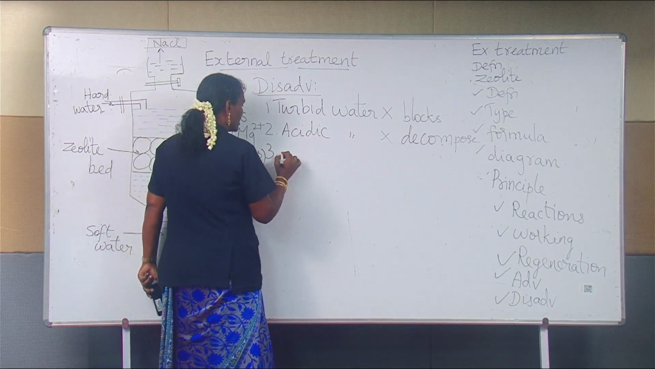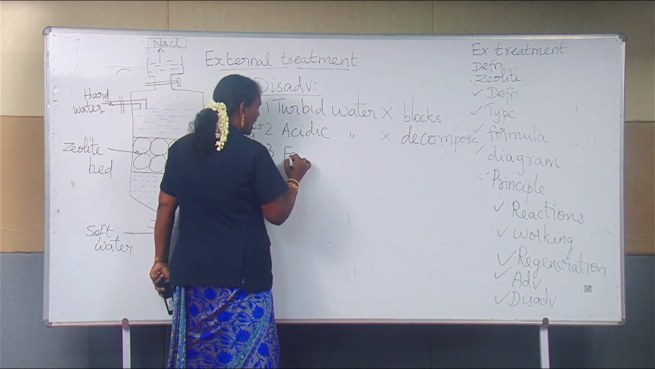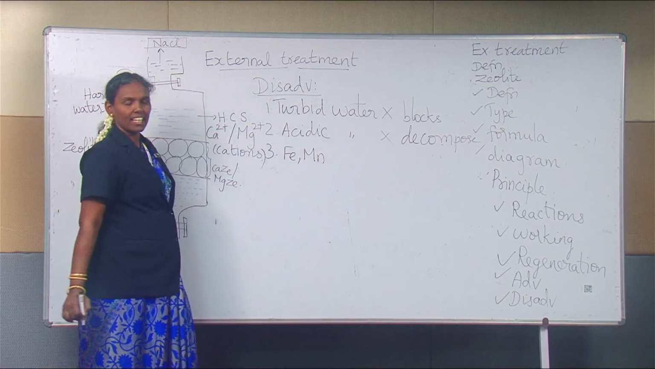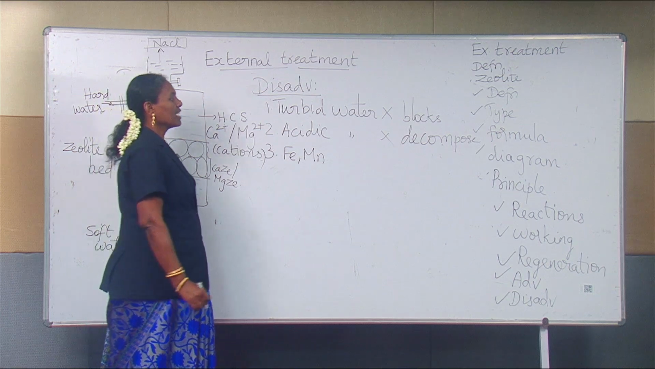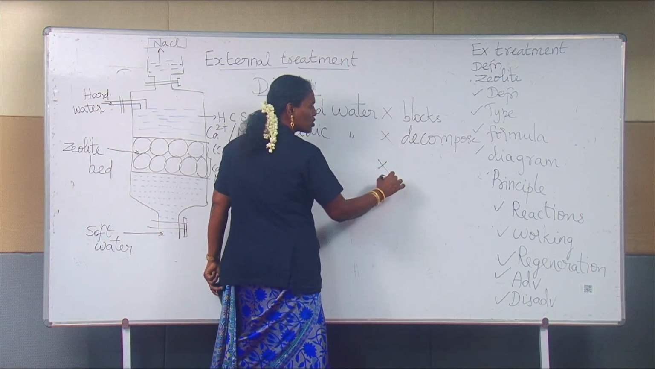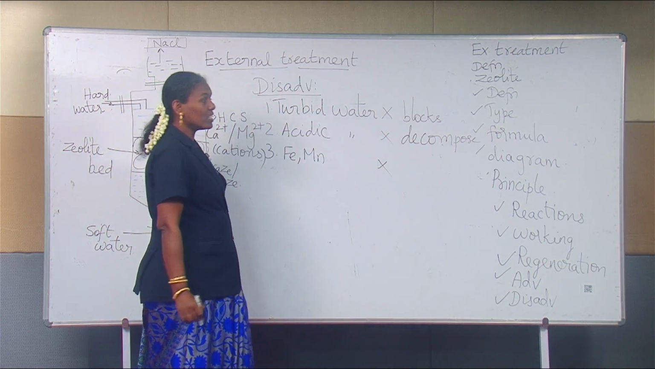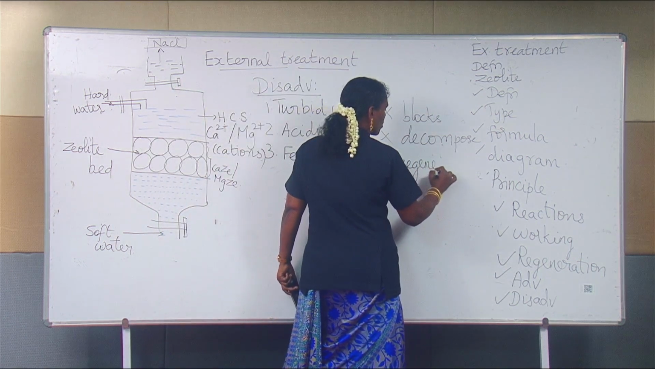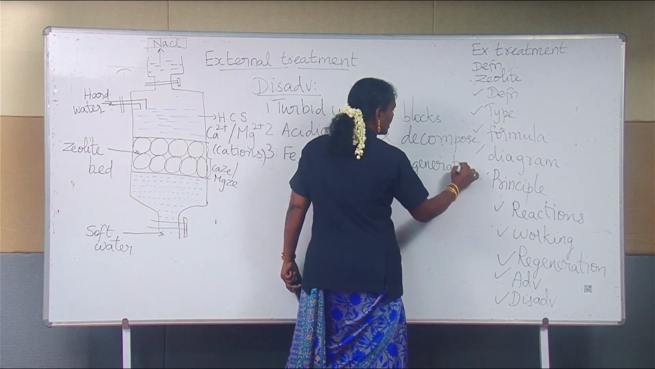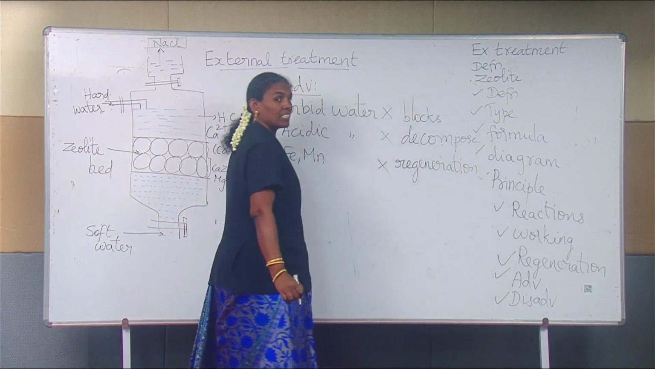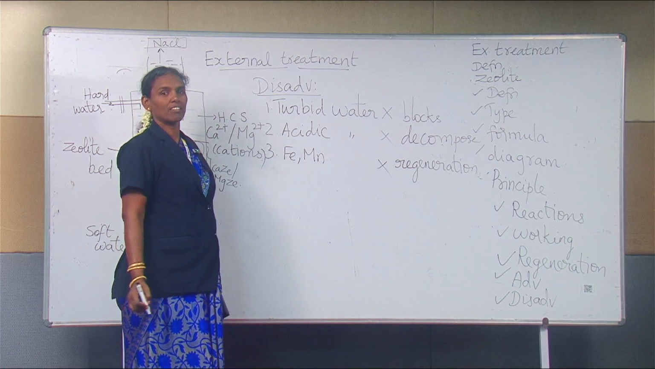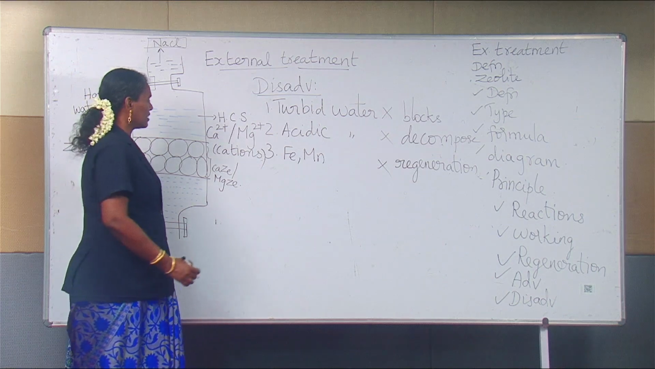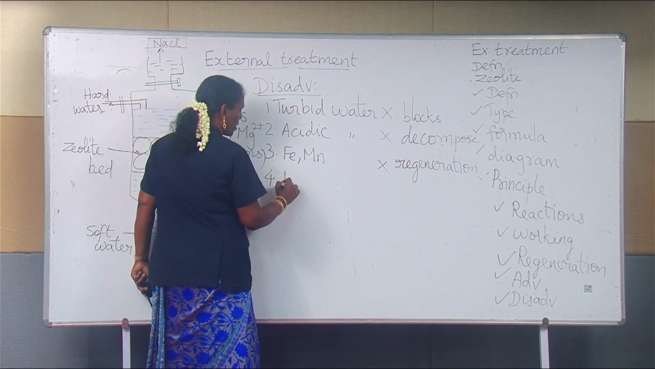And the third one is water containing iron and manganese. Water containing iron and manganese cannot be treated. We should not treat it because regeneration will be difficult. If the water contains iron and manganese, what will happen? It will react with the zeolite bed in a faster manner. So regeneration will be difficult. Okay. Then the next one is an important one.